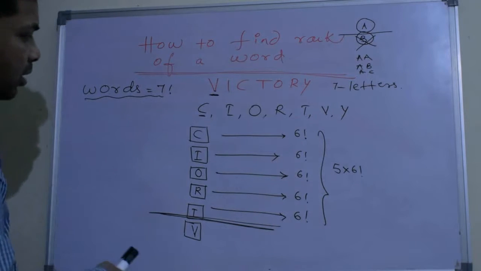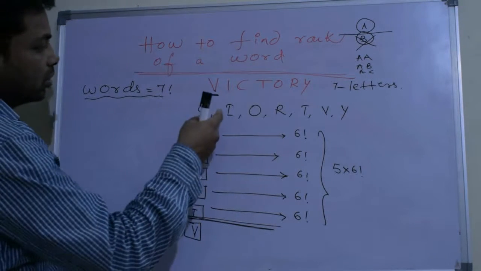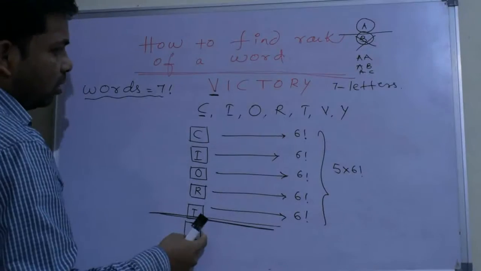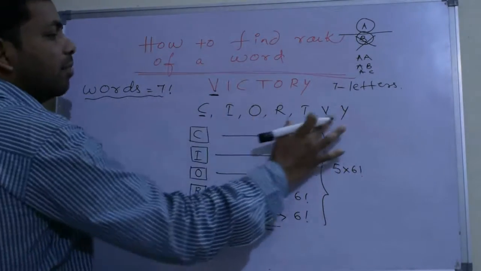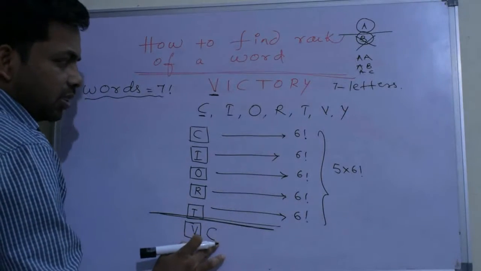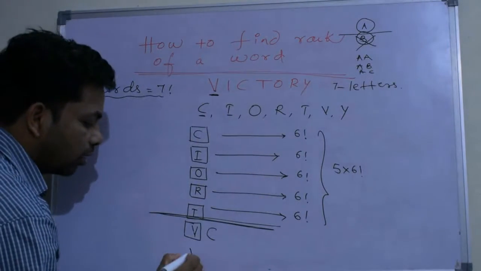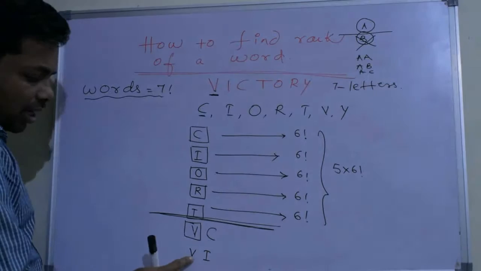You have to freeze that V, and then you have to place now the second letter. Okay, so like this, V C, because again you have to go in alphabetical order. Starts with VC, then starts with VI. Now here, starts with VI.